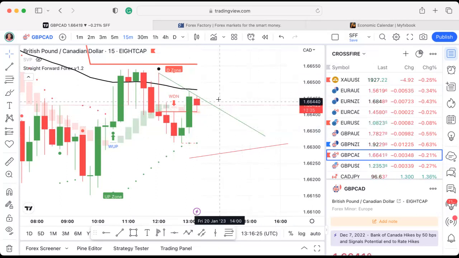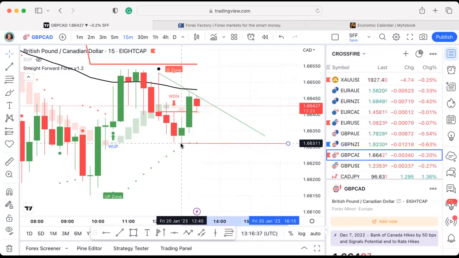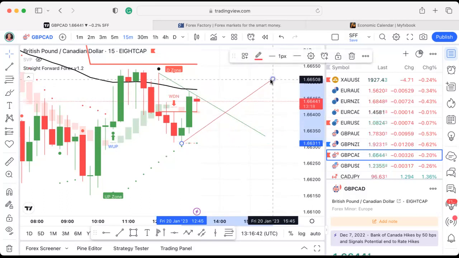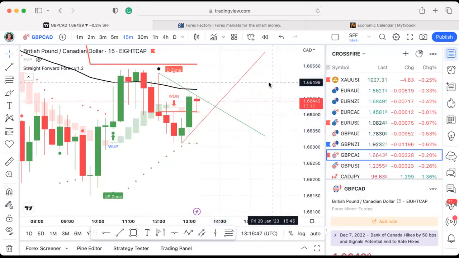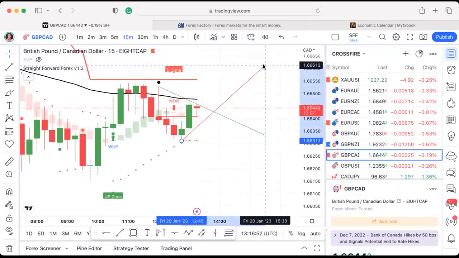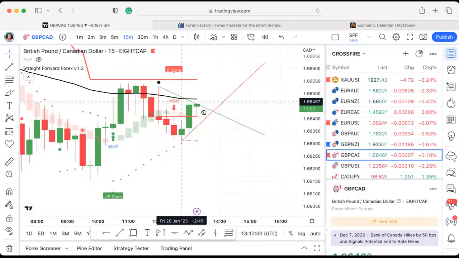I'm looking for price to go above the green line or alternatively below the red line. So the red line, I'm looking to the left, and it's that one there. I now drag this up so that it touches the bottom of the wick of the 1 o'clock candle. So there we go. And that's where this strategy gets its name from. You can see it's called Crossfire, and you've got the crossover.